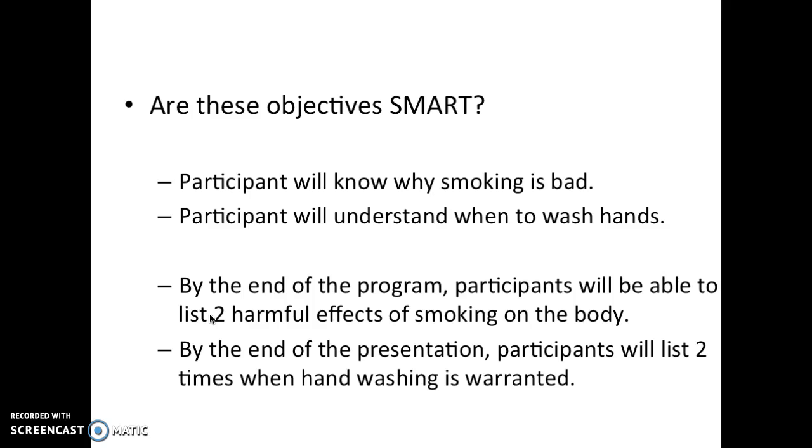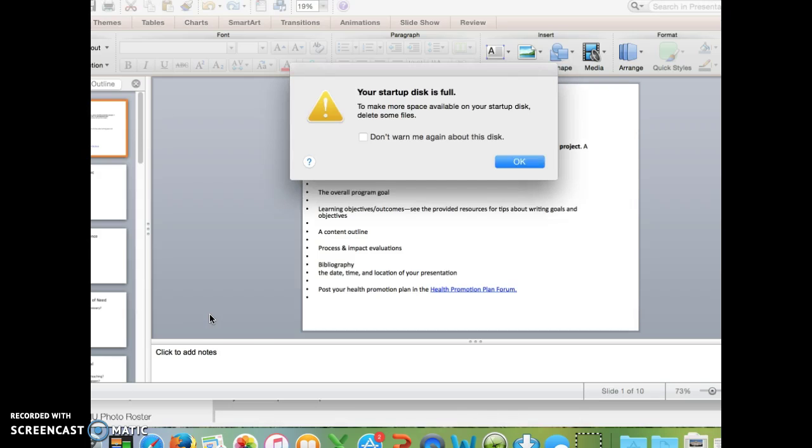So at the bottom, I rewrote both those objectives and made them SMART. The first one would read, by the end of the program, participants will be able to list 2 harmful effects of smoking on the body. And the next, by the end of the presentation, participants will list 2 times when hand washing is warranted. Do you see how those went from non-specific to very specific and from not measurable to very measurable? And there's also a time frame. So we're making it very clear that we expect them to do this by the end of this program, okay? So make sure your objectives are SMART. Avoid vague verbs, okay? That's something you need to keep in mind while you're writing these.